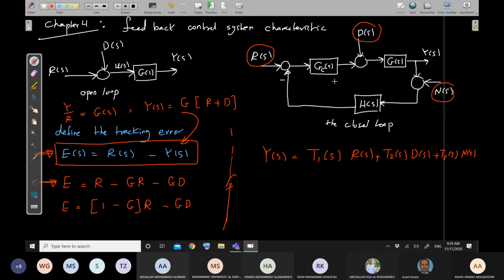Now, if I need to find it, I do the Mason gain formula, and I think now you are experienced in doing that. This will be Gc G over 1 plus Gc G, multiplied by R, plus G over 1 plus Gc G, multiplied by D, minus Gc G over 1 plus Gc G, multiplied by N.